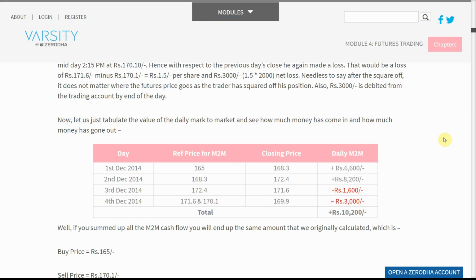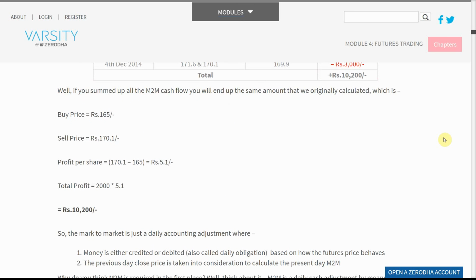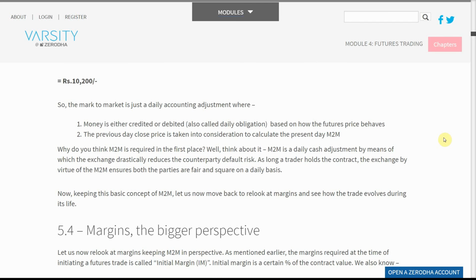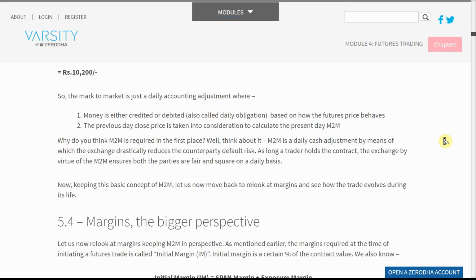Well, if you summed up all the M2M cash flow, you will end up with the same amount that we originally calculated, which is buy price equals 165 rupees. Sell price equals 170 rupees and 10 paise. Profit per share equals 170.1 minus 165 equals 5 rupees and 10 paise. Total profit equals 2,000 * 5.1 equals 10,200 rupees.